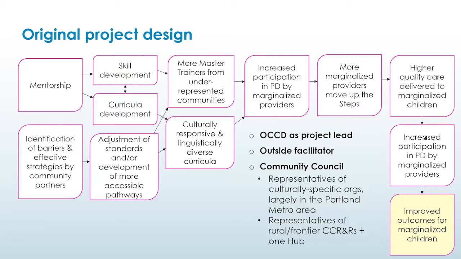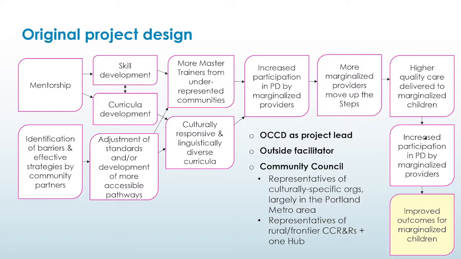In a nutshell, there were two primary goals. One was to increase the number of master trainers representing marginalized communities in Oregon, including communities of color, linguistically diverse communities, and rural and frontier communities. The second primary goal was to increase the number of culturally and linguistically responsive higher level trainings, so the Set 2 and Set 3 trainings.